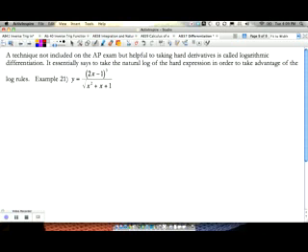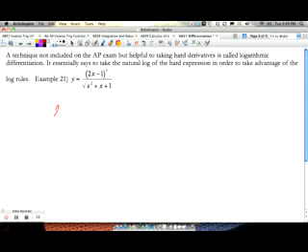A technique not included on the AP exam but helpful for taking hard derivatives is called logarithmic differentiation. It essentially says to take the natural log of the hard expression in order to take advantage of the log rules. In other words, take the natural log of each side. Then I can use the algebra to implicitly take the derivative of the rest.